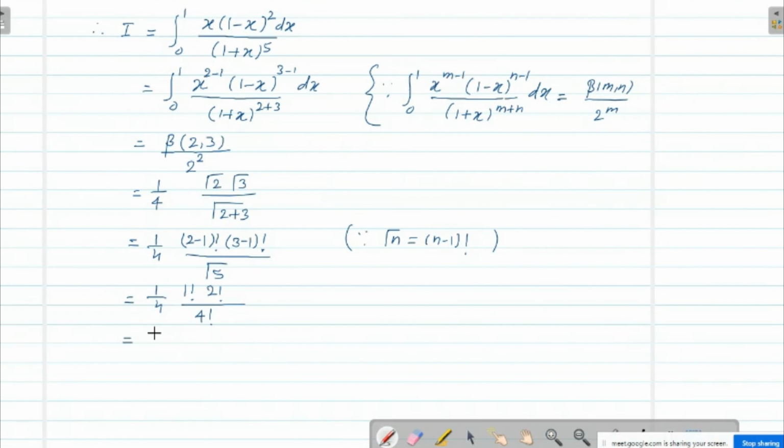So this is 1 by 4. 1 factorial is 1. 2 factorial can be written as 2 into 1, and divide by 4 factorial, written as 4 into 3 into 2 into 1, and these 2 and these 2 cancel. And this equals what? 4 4s are 16 and 16 3s are how much? So this equals 1 by 48. Now you got it? Yes or no?